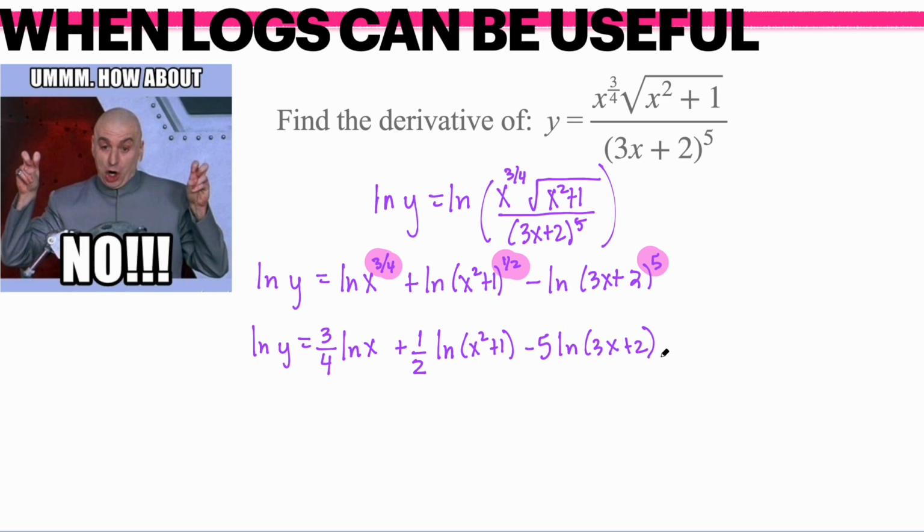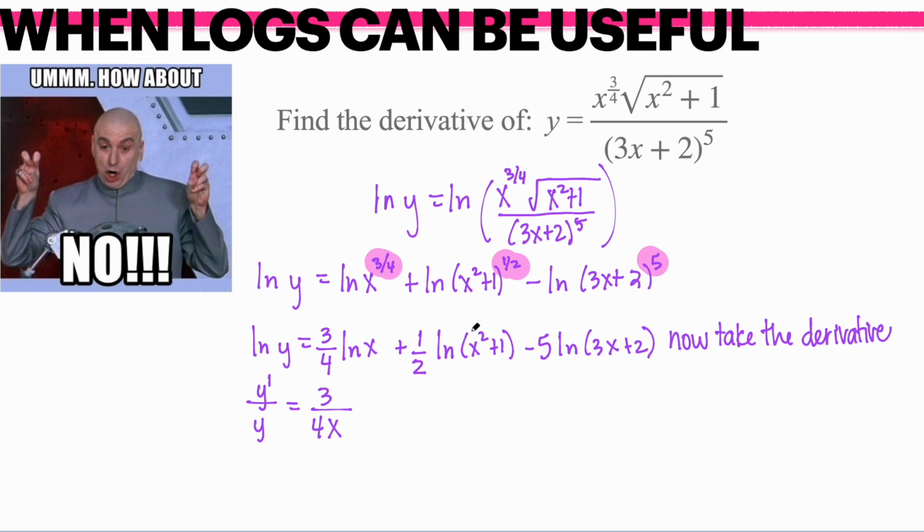And now take the derivative. Okay, natural log of y is going to be y prime over y. Natural log of x is 1 over x. So 3/4 times 1 over x is 3 over 4x.